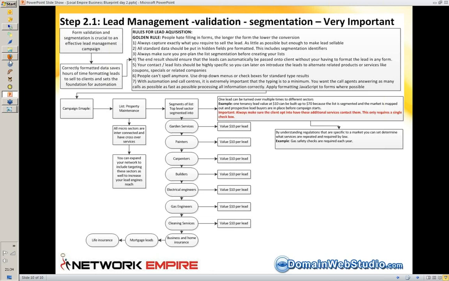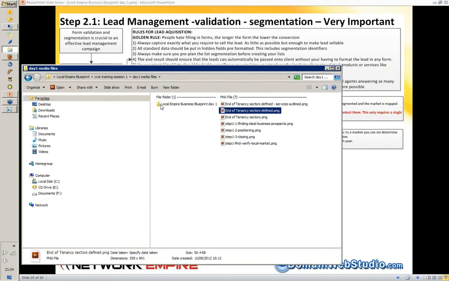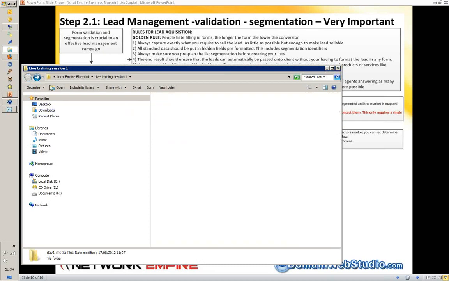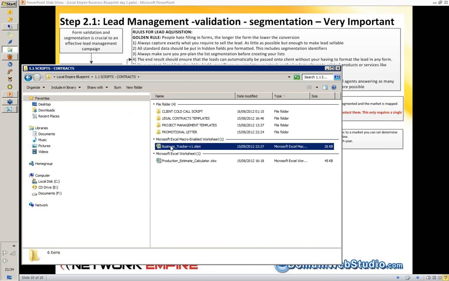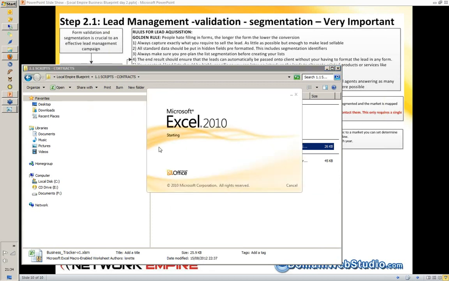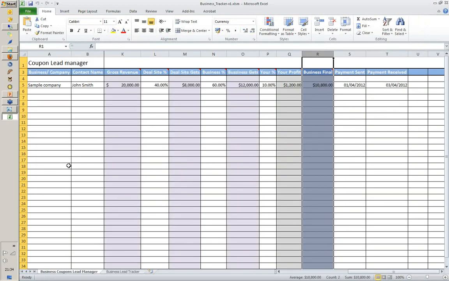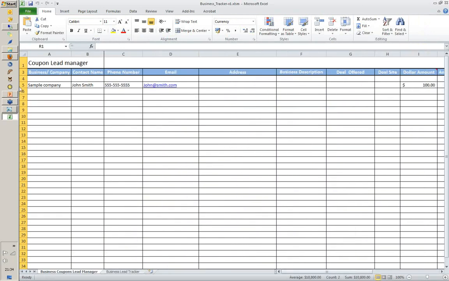If you look into the folder, and we come back to our scripts and contracts, the business tracker, this spreadsheet over here, this is where you keep track of your clients. Okay, so if we go across, his ID would be number 5.